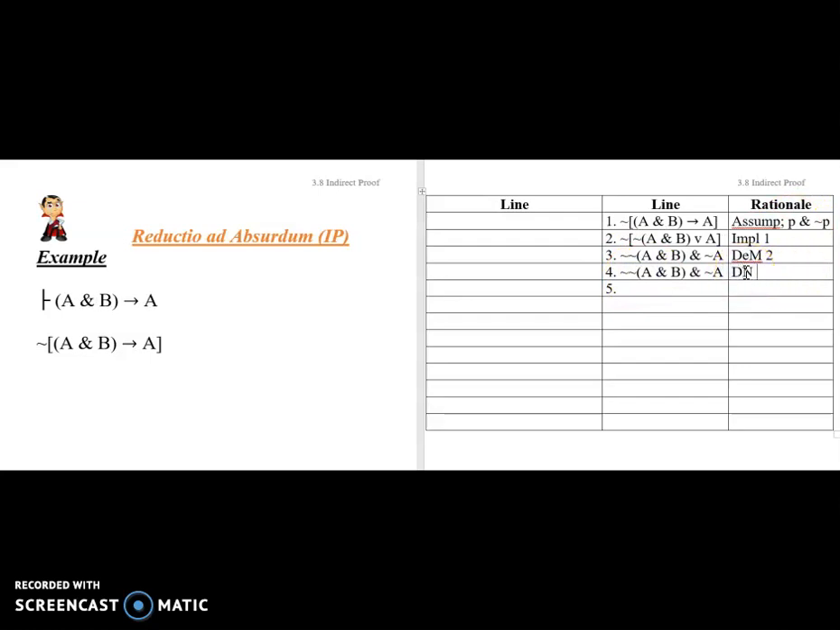So we'll write double negation on 3 and get rid of these two guys, all right? And basically, my strategy is, I can already see the A and the not A. My strategy is to bring the A and the not A right next to each other, side by side, so that the contradiction is explicit.